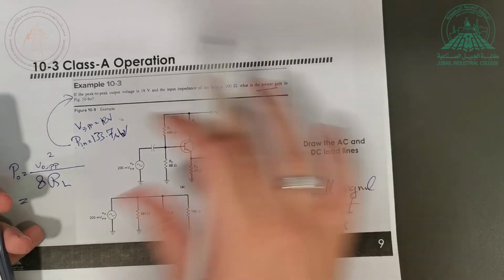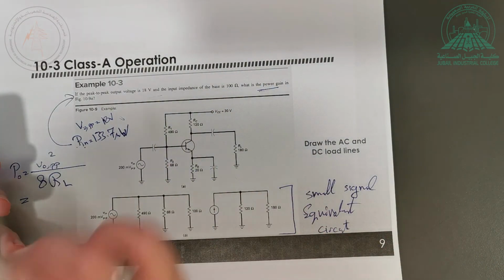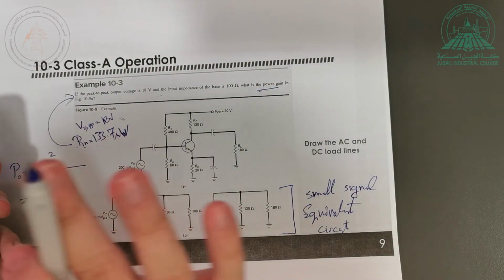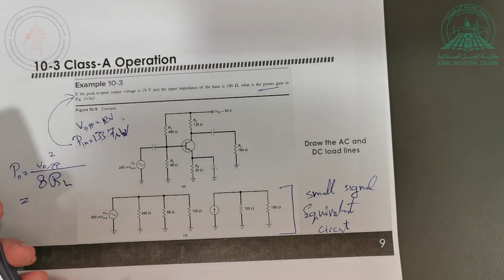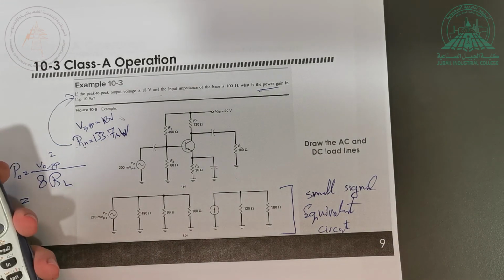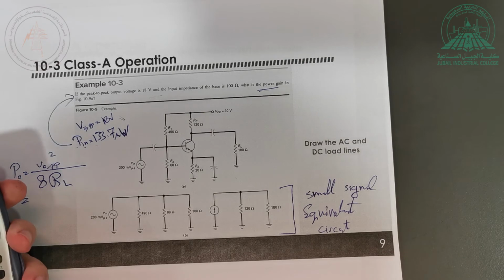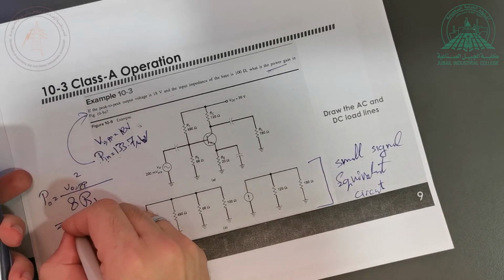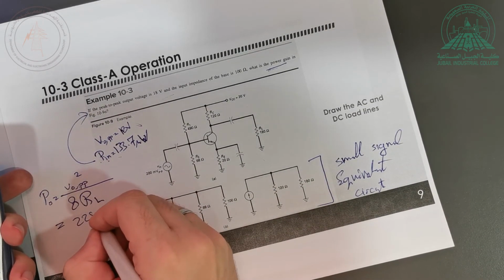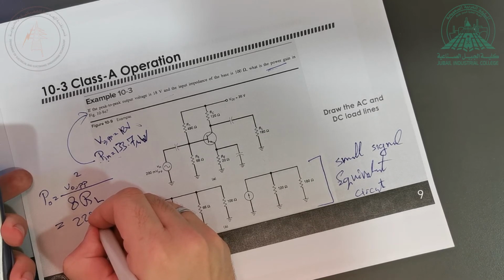And usually I ask my students to find all of these parameters, and actually we draw the proper AC equivalent circuit, but we're just going to skip that. I'll assume this is going to be given to you directly like this. So 18 squared divided by 8 multiplied by RL, which is 180, is equal to 225 milliwatt.